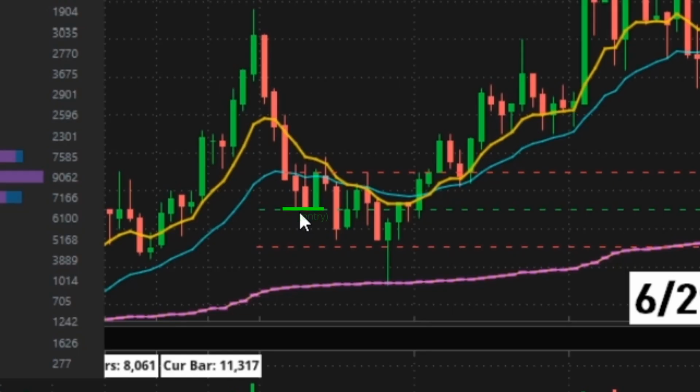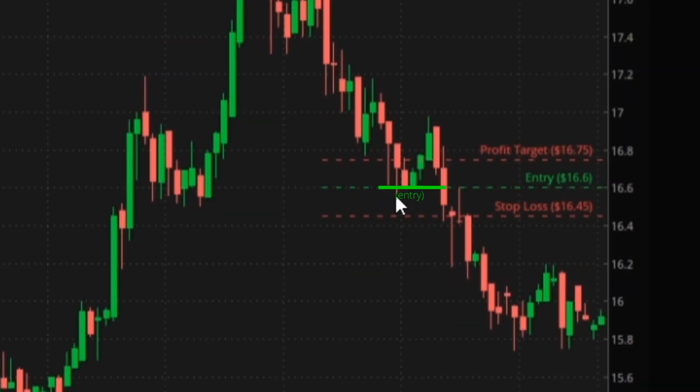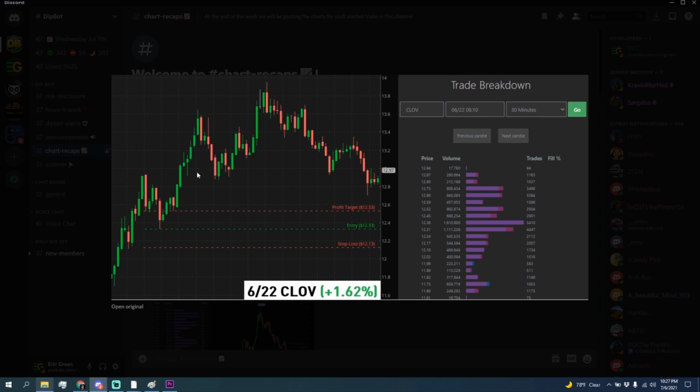Perfect entry, another bottom tick entry, another perfect bottom tick entry. It was a perfect bottom tick entry into profit target. And this one could have been like a 6-hour trade, maybe 8-hour trade all the way up here.